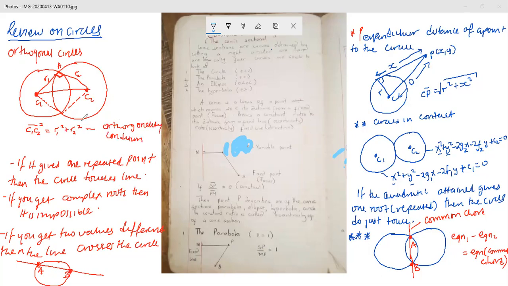So that's what you use to prove orthogonality. You get the distance between the two centers, big R. Big R squared is equal to small r1 squared plus small r2 squared. Then the circles are orthogonal. Okay, so basically that's about the circle.